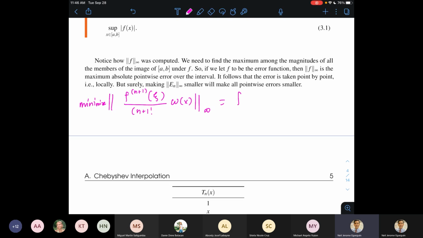Okay. So basically, this would be the n plus 1 derivative of f evaluated at c over n plus 1 factorial. This is a constant with respect to the abscissas. So natitira na lang ay yung omega dito. Okay. Kasi we are taking the supremum norm or the L infinity norm with respect to x. So, ito yung gusto nating i-minimize. Kasi yung first factor is just a constant. It goes out of the supremum norm. Okay?